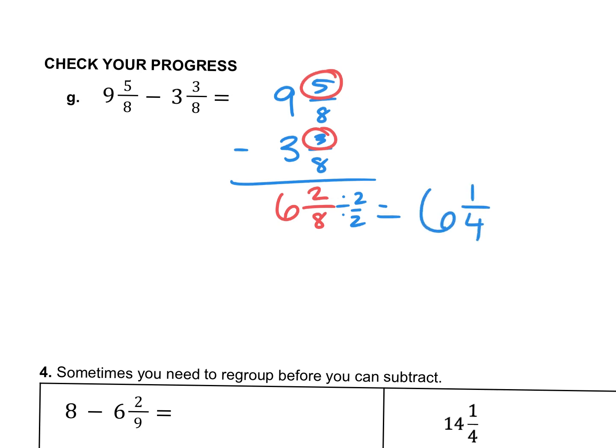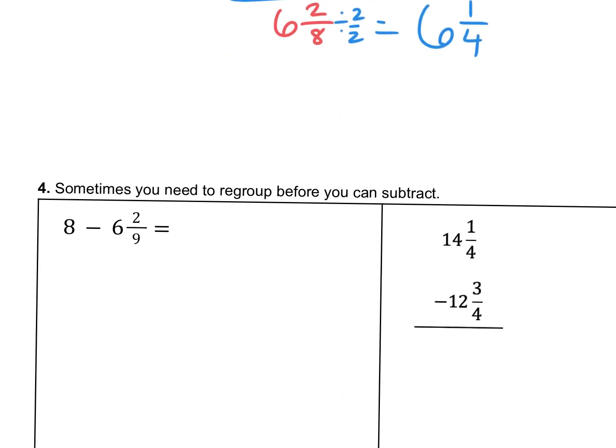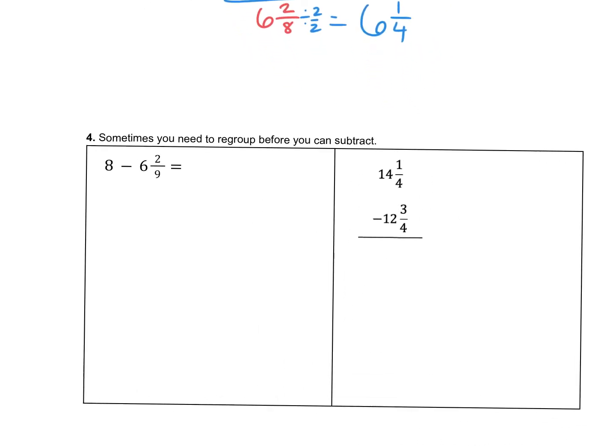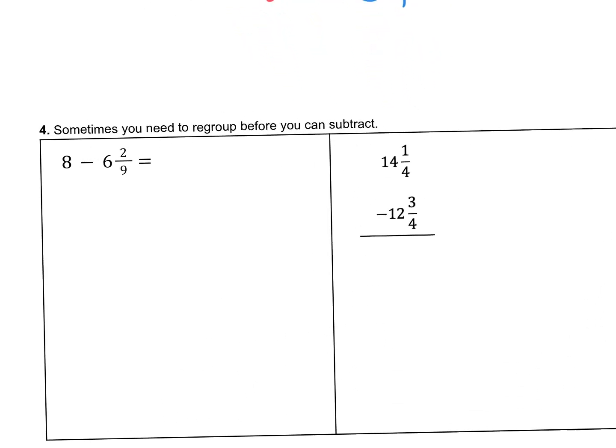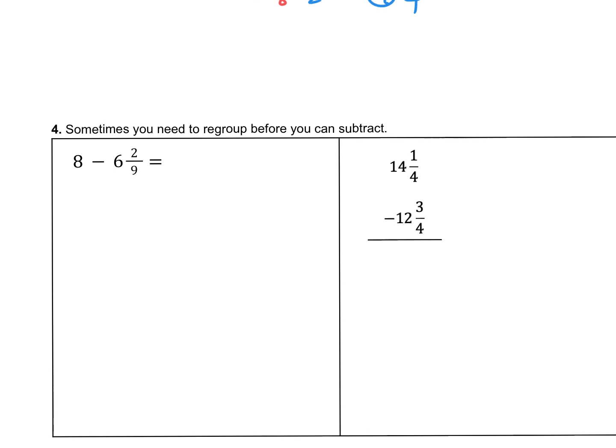Okay, the next one, sometimes you have to regroup before you can subtract. You might remember this. So right now I have 8 and 6 and 2/9, and I'm taking away from it. We know we need a common denominator. On this one, I have an 8, but I just need to rewrite it or regroup it so that it's just written differently but has the same value. So I know that this could be 7 wholes and 9/9. There's another whole. 7 plus 1 is 8, so this is still 8.